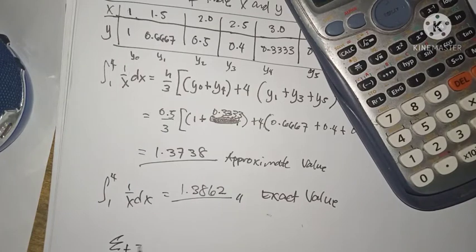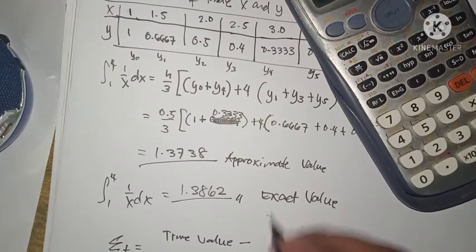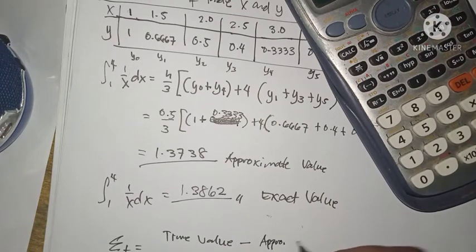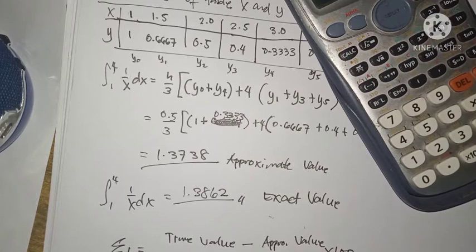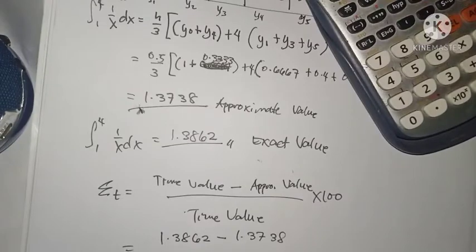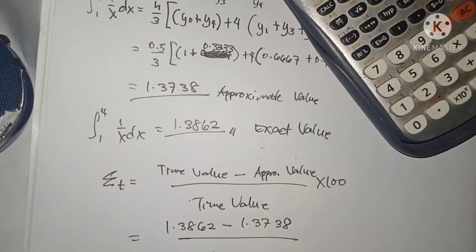So summation of true value minus approximate value over true value. Tingnan natin kung ilang percent, times 100. So substitute yung true value, which is yung exact value natin ay 1.3862, minus yung approximate value 1.3738, over 1.3862.